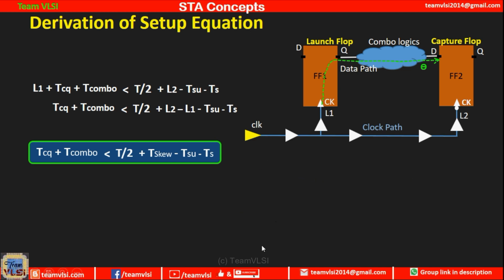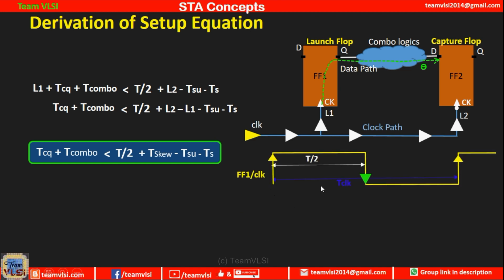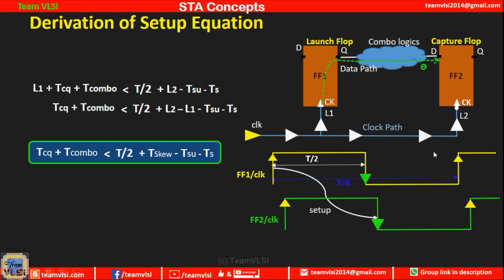So what we have seen here is, if the launch flop sees this waveform, the capture flop will see a bit delayed waveform, that is the latency, the skew between these two. Okay, and our setup will be checked between this positive edge to the negative edge of flip-flop 2, right?